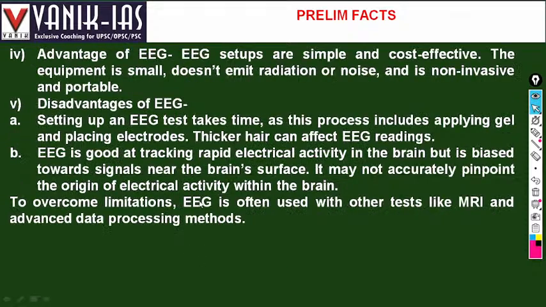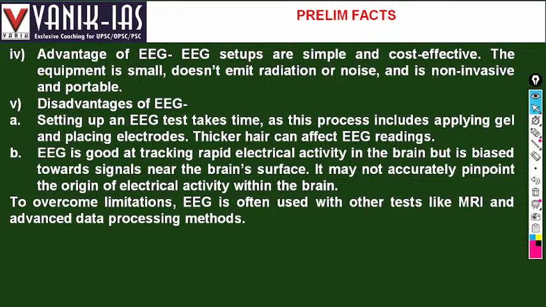Advantages: EEG setups are simple and cost effective. The equipment is small, does not emit radiation or noise, and is non-invasive and portable. Disadvantage: setting up an EEG test takes time, and this process includes applying gel and placing electrodes. Thicker hair can affect the EEG readings.